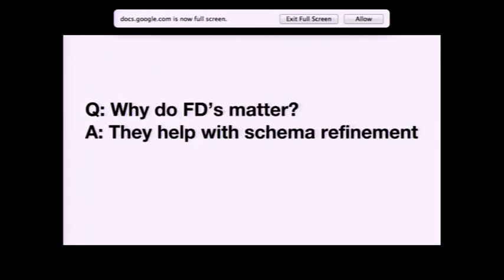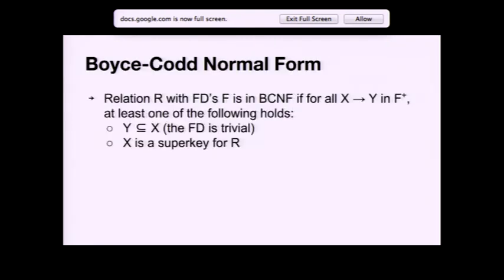Okay. Functional dependencies matter because they help with schema refinement. If we look at the definition of Boyce-Codd normal form, we can say that relation R with functional dependencies F is in BCNF if for every functional dependency X determines Y in the closure of F. The definition of closure is in the lecture slides. I left it out today just to keep things relatively short. It basically just means that you start with a set of functional dependencies, apply all the inference rules, and then F plus is everything that you can determine after applying the inference rules to the functional dependencies in F.